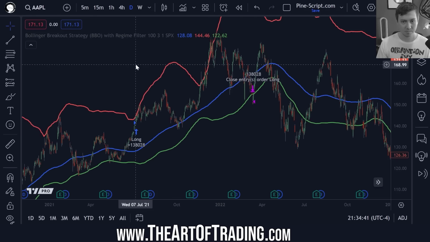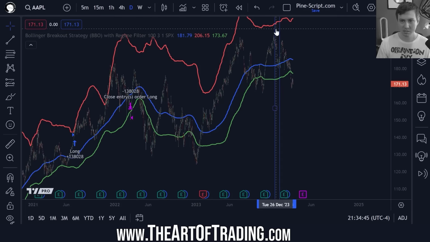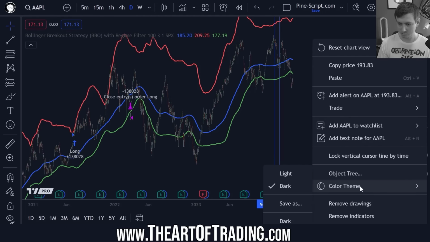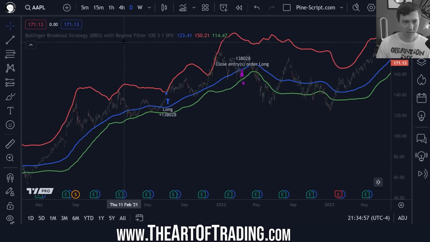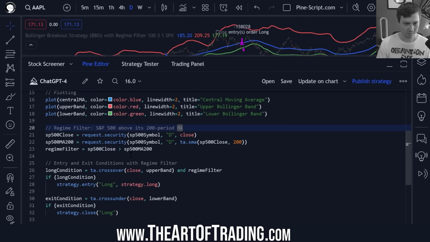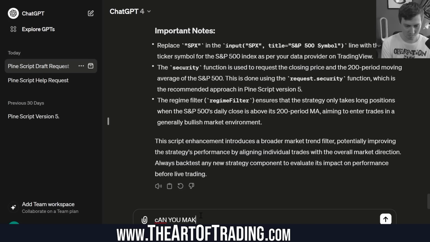There we go. It appears to have worked. What's this line here? Oh, these are drawing tools. Let me remove them. Okay. All right. So I can't turn the regime filter on or off. Let's quickly ask it if it can make... Can you make the regime filter a user input?